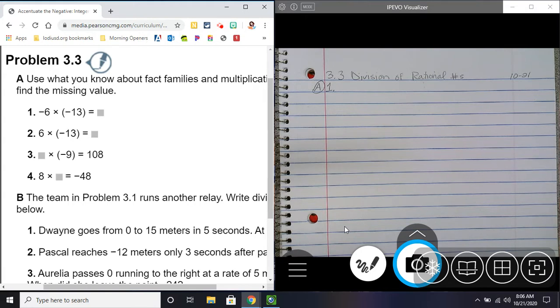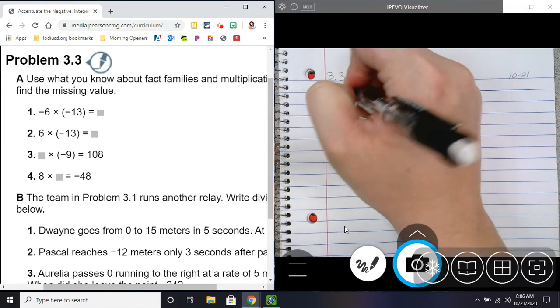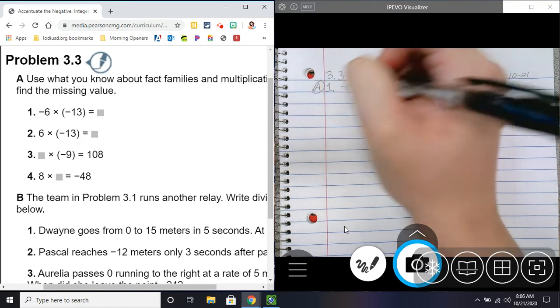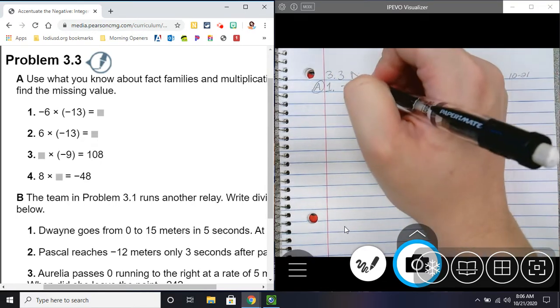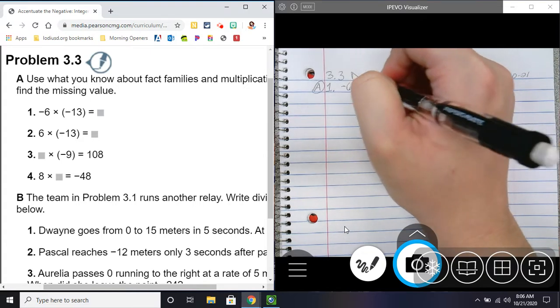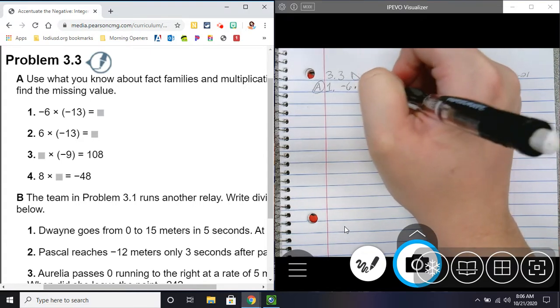Well, that makes sense because extra words are important. Anyways, so number 1 says -6. I'm going to use a dot instead of the X because I hate that. They need to stop doing that. Times -13.